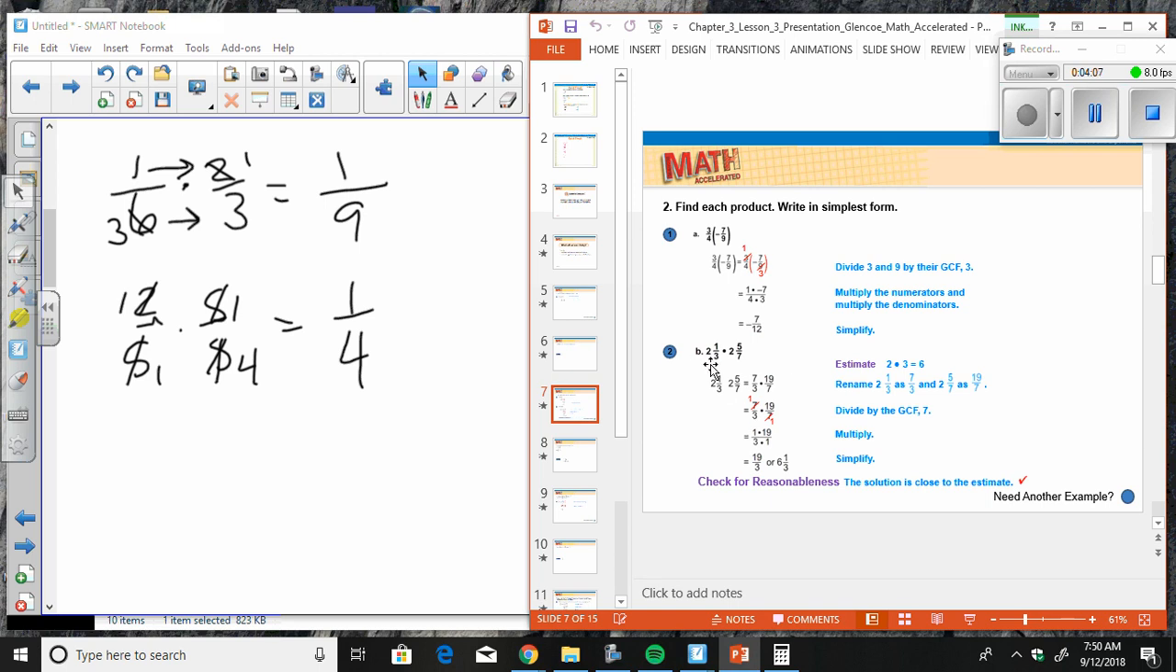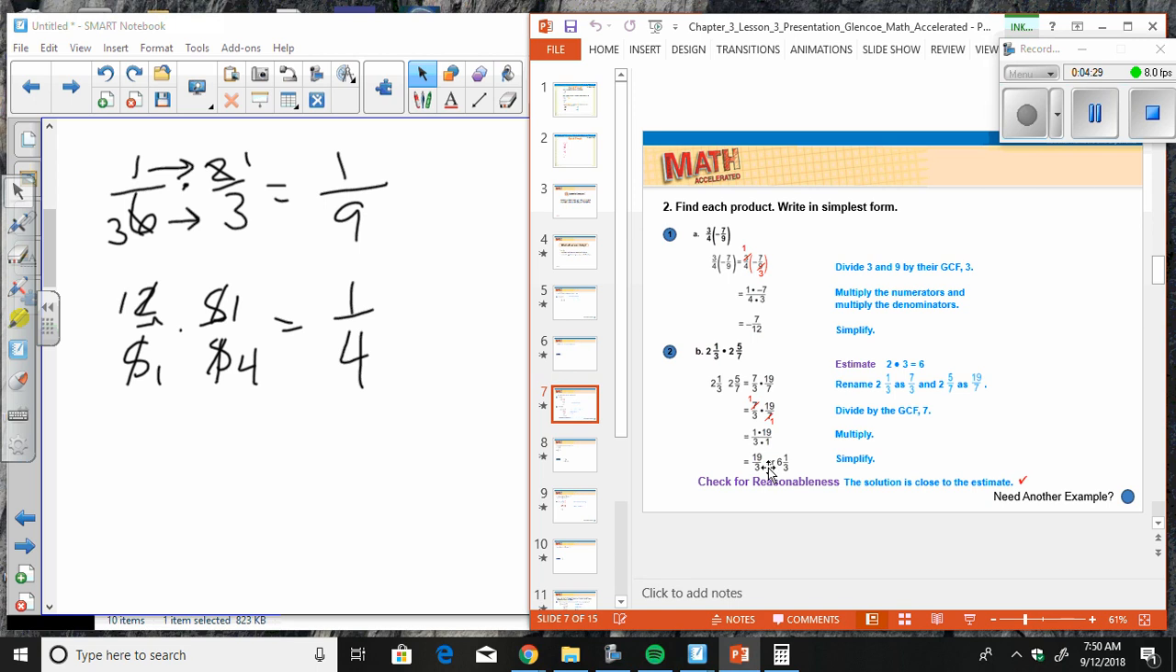When we start off with a mixed number, instead of a fraction or an improper fraction, we have to first turn it into an improper fraction. So 2 times 3 is 6 plus 1, so we get 7/3. 2 times 7 is 14, plus 5 is 19/7. We can cross-reduce those 7s out to become a 1. We multiply across. 1 times 19, 3 times 1.